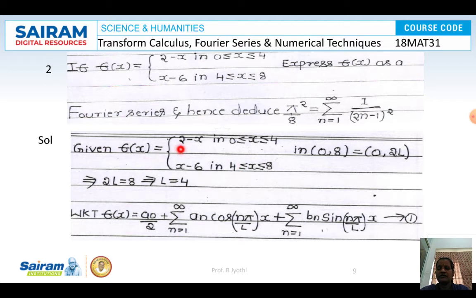Given f of x is given by 2 minus x when the interval is 0 to 4 and x minus 6 in the interval 4 to 8, in the interval 0 comma 8 together. So let us equate it to 0 to 2L so that we get the value of L as 4. And consider f of x here. F of x is given by a0 by 2 plus sigma an cos(nπ/L)x plus sigma bn sin(nπ/L)x. Let's call this equation number 1.